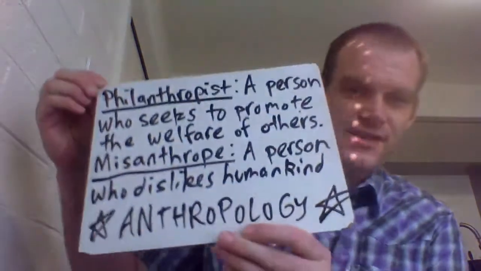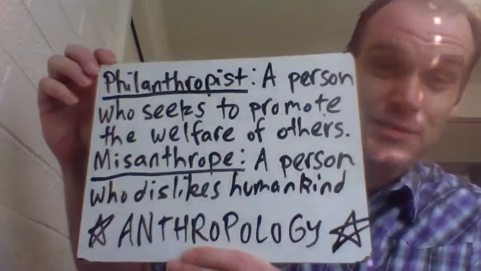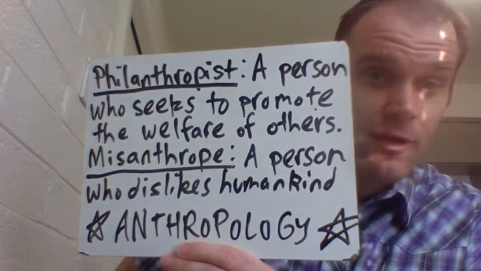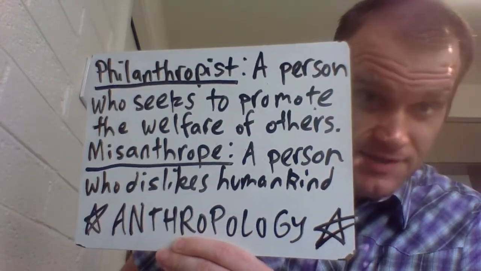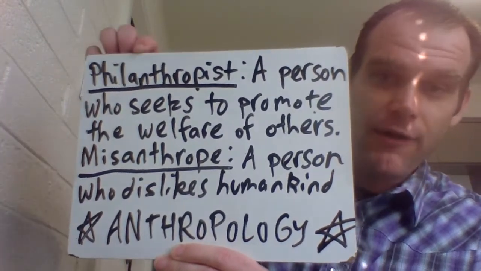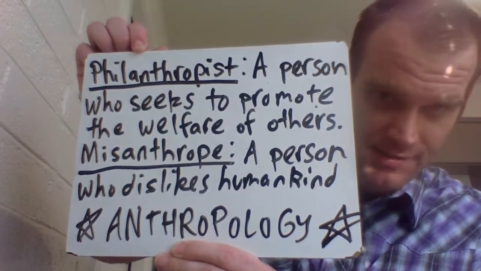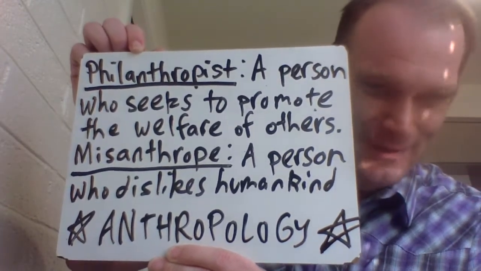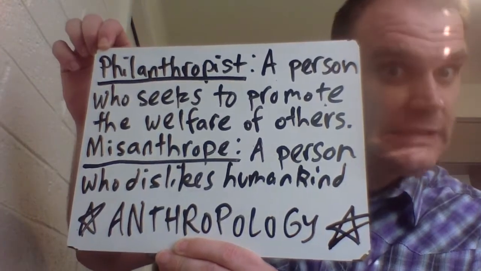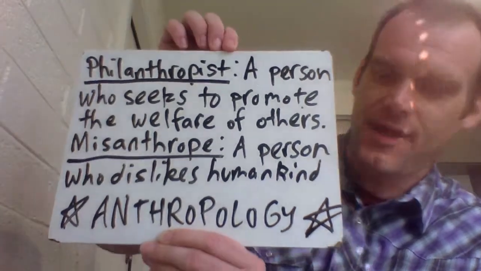My first example, and we'll actually see this word later on in the year when we talk about businesses and economics. But our first word is philanthropist. And this actually has another Greek root in it, phil, which means love. We'll get into that another time, okay?